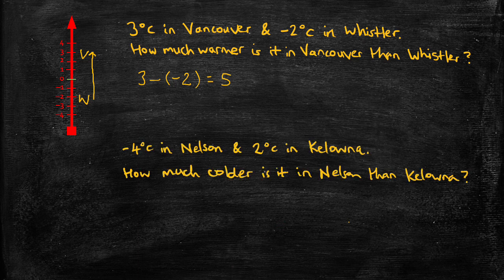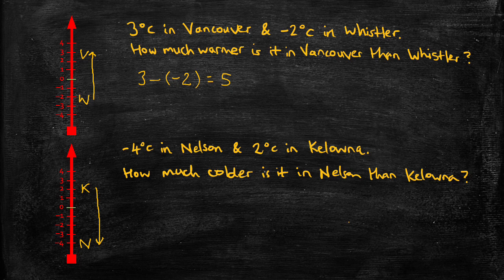Let's do another example. Let's suppose it's -4 in Nelson and +2 in Kelowna. How much colder is it in Nelson than it is in Kelowna? So again, here's my thermometer. Let's mark off where Nelson is down here at -4 and Kelowna is at +2. And what I'm saying is, if I'm in Kelowna and then I go to Nelson, how much does the temperature drop? So we can see on the thermometer that it's dropping 6 degrees.